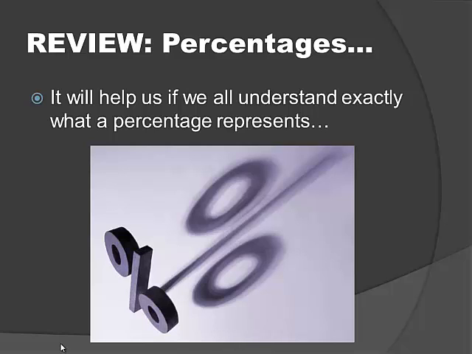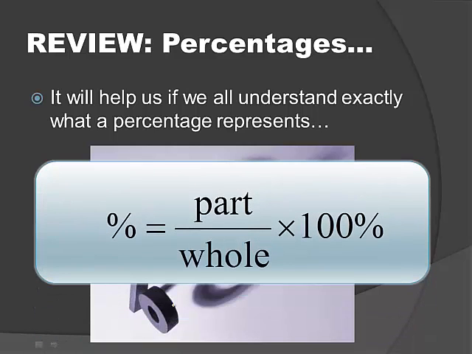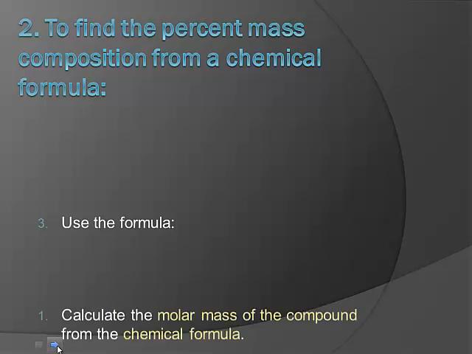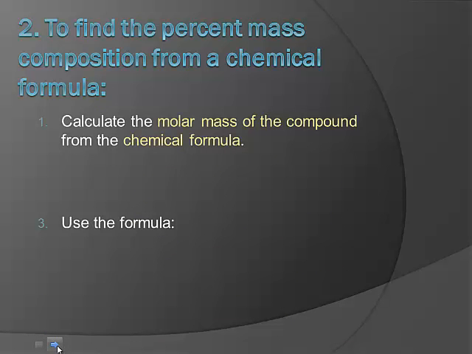Now, just to review, when we talk about a percentage, what does that percentage actually mean? Well, I always think about a percentage as reflecting the same thing. If you had a percentage in the class, it represents the part of the whole that you achieved in the class. So to find the percent mass composition of a chemical compound, we have to, 1, calculate the molar mass of the compound from the chemical formula.